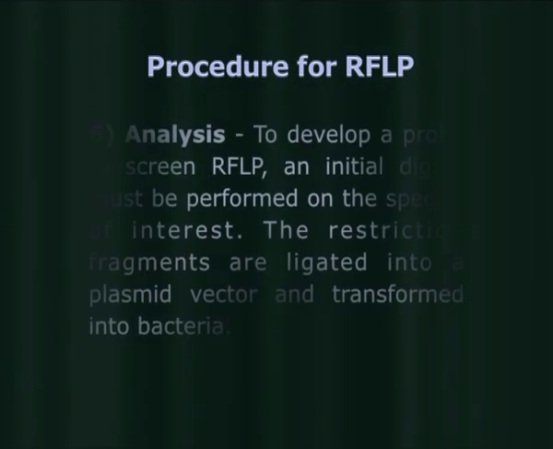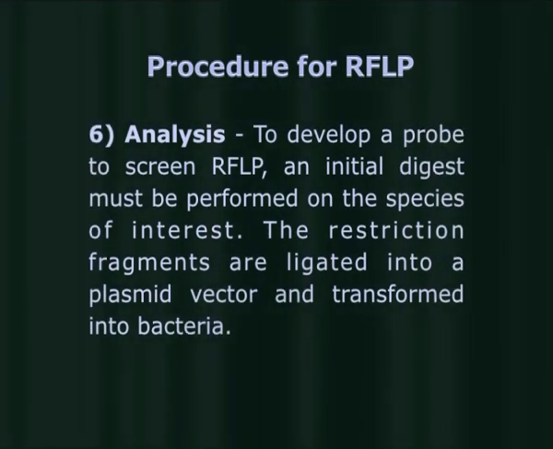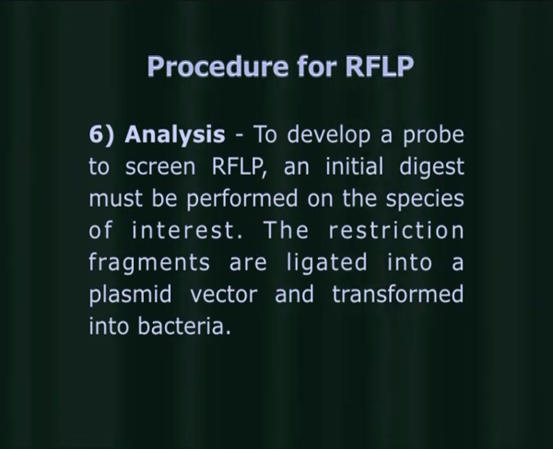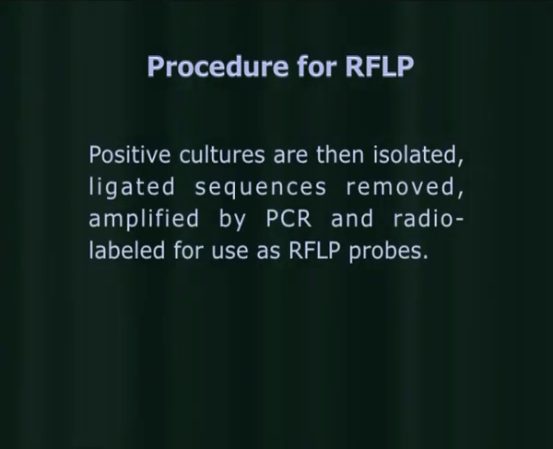Next is the analysis. To develop a probe to screen RFLP, an initial digest must be performed on the species of interest. The restriction fragments are ligated into a plasmid vector and transformed into bacteria. Positive cultures are then isolated, ligated sequences removed, amplified by PCR and radio-labeled for use as RFLP probes.